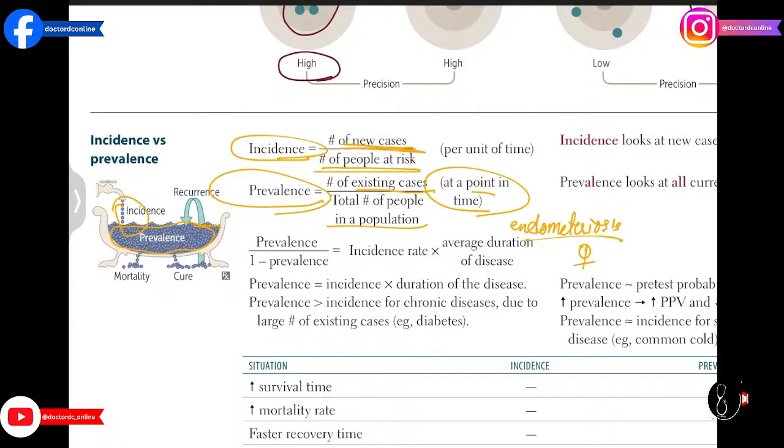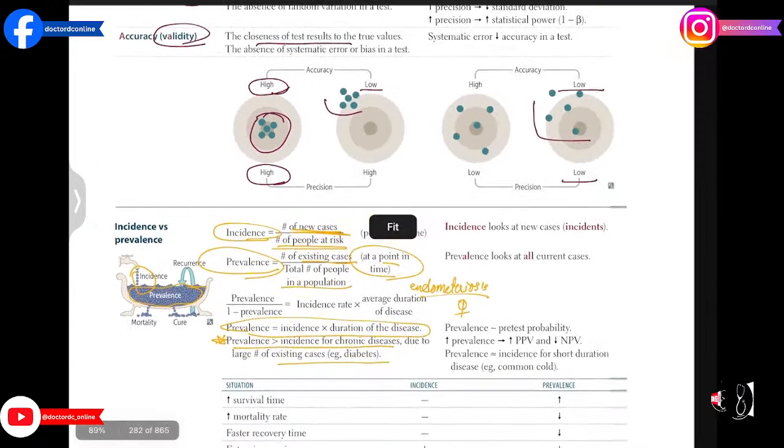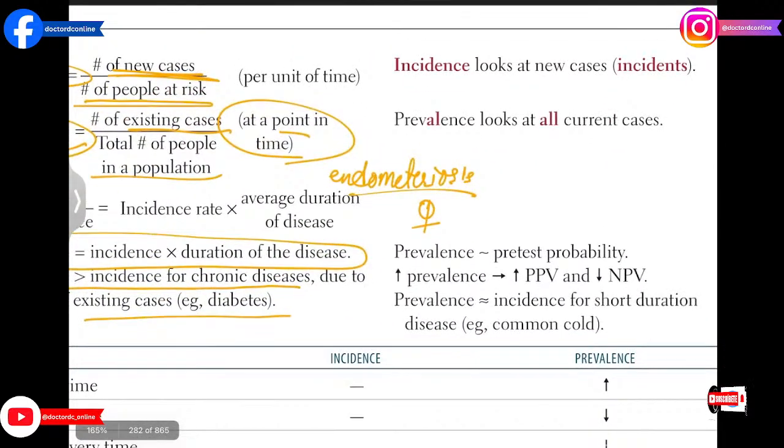So roughly speaking, prevalence is approximately equal to incidence times the disease duration. Thus, for chronic diseases like diabetes, the prevalence will be greater than the incidence because there are a larger number of existing cases. While for acute diseases like the common cold, prevalence is approximately equal to incidence because almost all of the cases are by definition new cases.